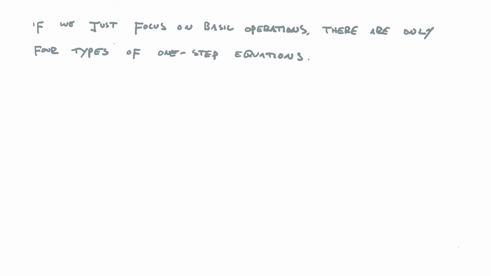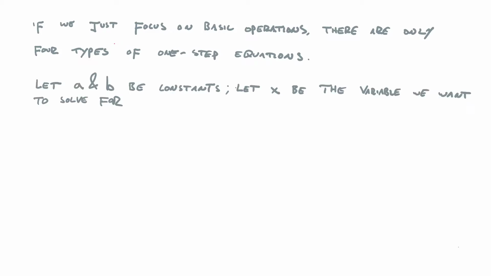So if we just focus on these basic operations, addition, multiplication, subtraction, and division, then those are the only 4 types of one-step equations. If we let a and b be some constant, juxtaposed to a variable, it means that it doesn't change. So a and b represent some kind of actual number. X is going to be the variable that we want to solve for in this case. So let's say that we have x plus a is equal to b, where a and b are constants. They represent some exact number. It could be whatever you want, right? Could be 7, like in our last example.